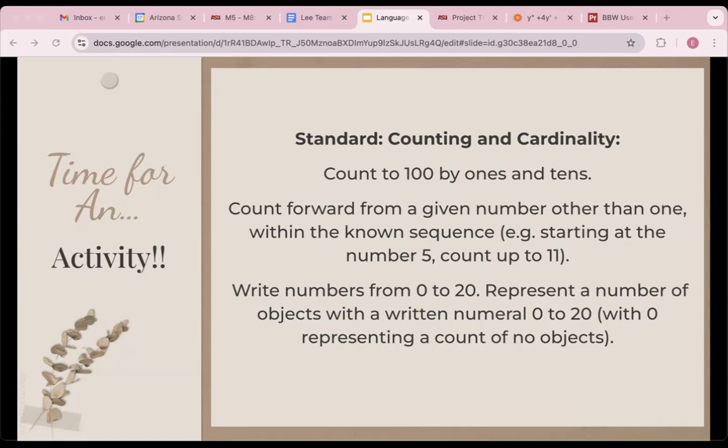So can someone raise their hand and tell me what number you think is going to be on the other side of this card? Eliana. 10. Let's see if she's right. Yay, she got it right. Great job.